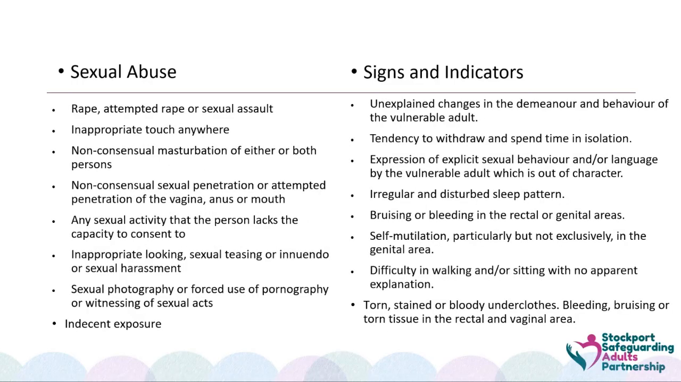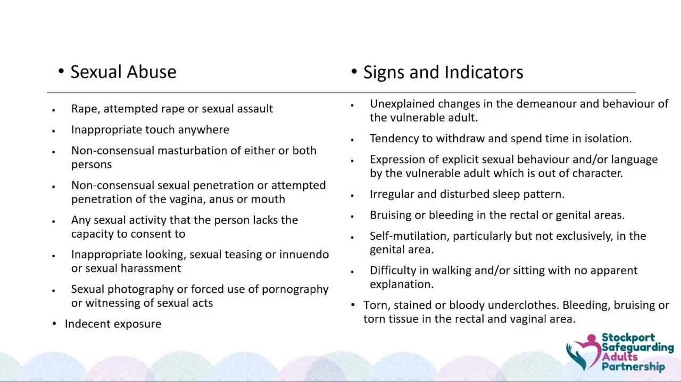When we look at sexual abuse, some of the examples here can include the rape or attempted rape or sexual assault of an individual. It can include inappropriate touching anywhere on the body, non-consensual masturbation of either or both persons, non-consensual sexual penetration or attempted penetration. It can be any sexual activity that the person lacks the capacity to consent to, and it can also include inappropriate looking, teasing, innuendo, or sexual harassment. This also can include photography or the forced use of pornography.